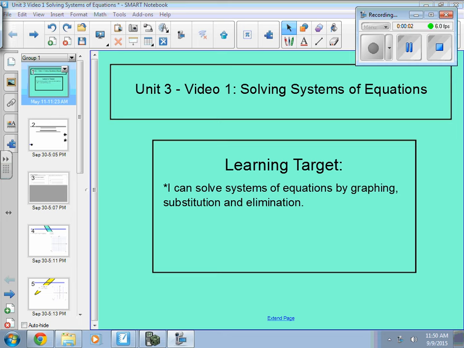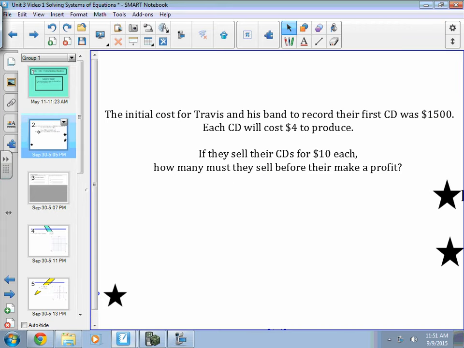All right, the first unit of Unit 3 here is we're going to be looking at solving systems of equations. So we're going to look at the three different ways you can do that, that being graphing, substitution, and elimination for your learning target.